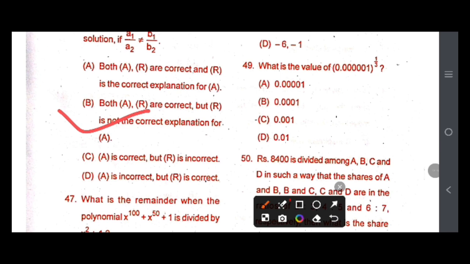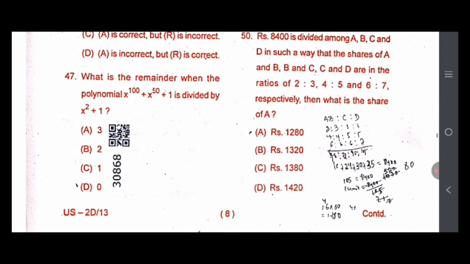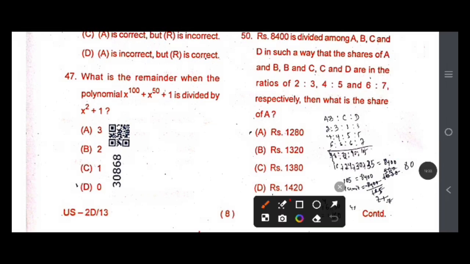Explanation for A. Question number 47. What is the remainder when the polynomial x to the power 100 plus x to the power 50 plus 1 is divided by x square plus 1? The correct answer is option C, 1.